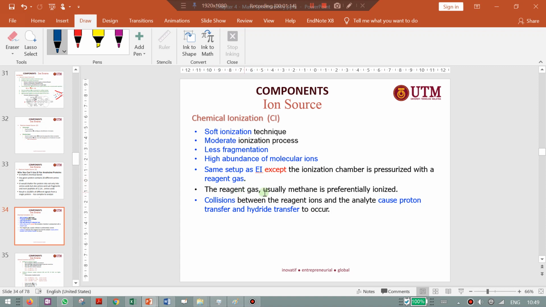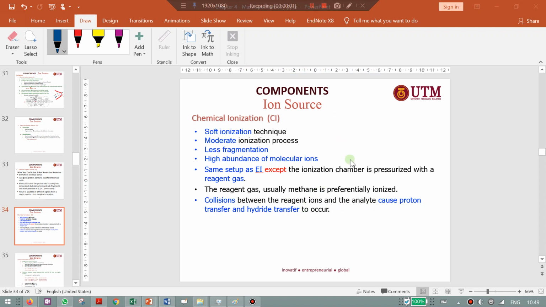The reagent gas, usually methane, is first ionized, then there is collision between the reagent ions and our analyte. The reagent gas will ionize first and become the reagent ions. Then the reagent ions will collide with our analyte and cause proton transfer and hydride transfer to occur. Okay, this is what happens.